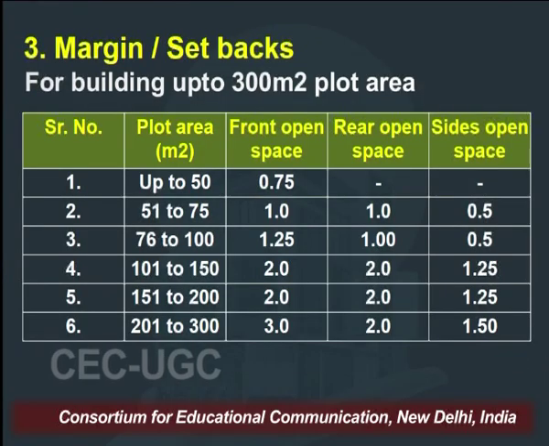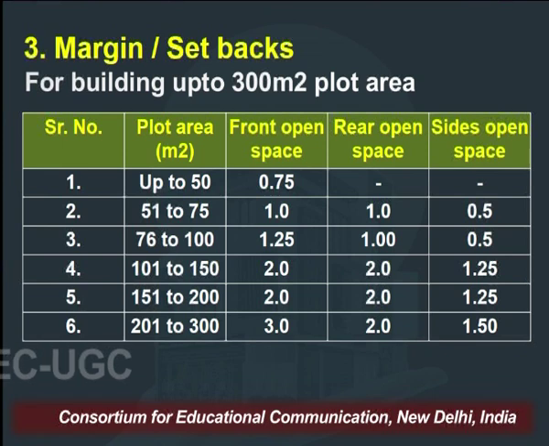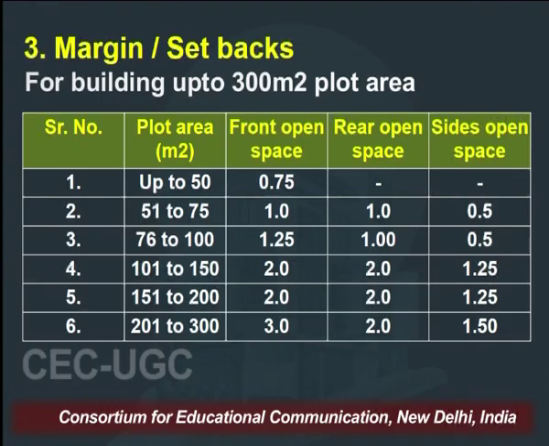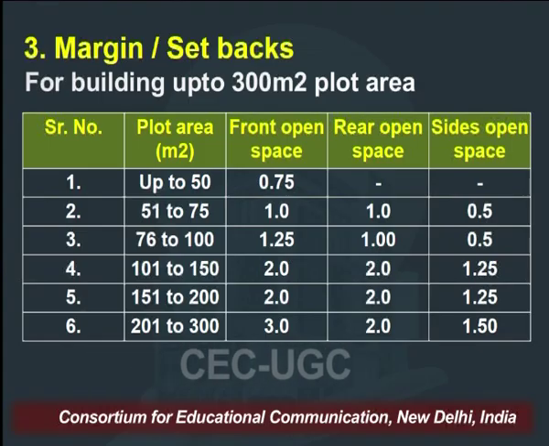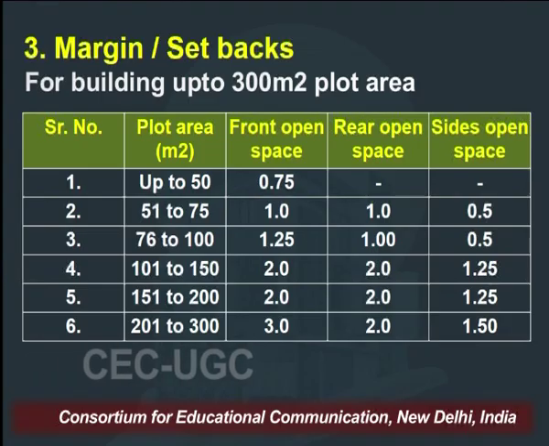Again, when you refer to your building bylaws, you will get this type of table in which you will see that plot areas are clearly mentioned, and on the basis of that, front, rear and side spaces are clearly identified. So, for example, if your plot size is between 151 to 200 square meters, then the front setback has to be 2 meters, the rear setback has to be 2 meters, with a side setback or margin of 1.25 meter.